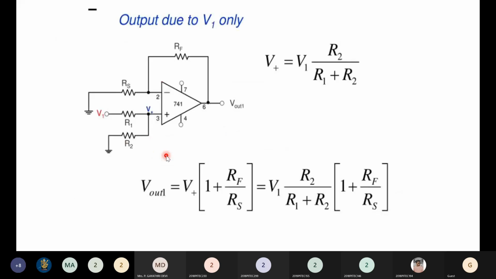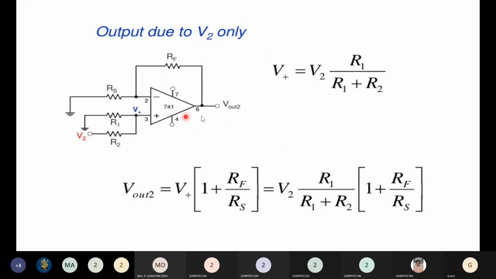Anyway, I'm showing it here. Now first we are considering only V1. See, V2 is grounded here. Understood? V1 is considered, V2 is grounded here. And therefore, find out the output here. What is the value of V plus? Just the voltage divider rule. Similarly, consider V2, remove V1, find out the voltage here and add both. That will be V plus.